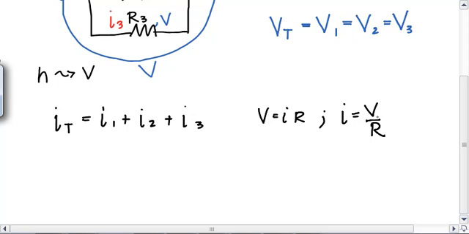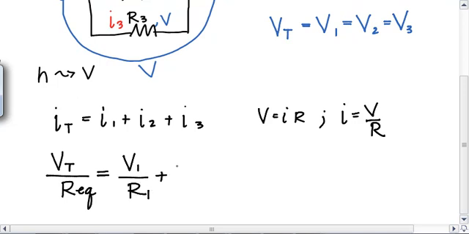Okay, so now let's substitute that into this equation like we did earlier for voltage. So the total voltage across the whole circuit divided by the equivalent resistance of that parallel circuit, or branch, is equal to the voltage across resistor 1 divided by the resistance of resistor 1, plus the voltage across resistor 2 divided by the resistance of resistor 2, plus the voltage across 3 divided by R3.